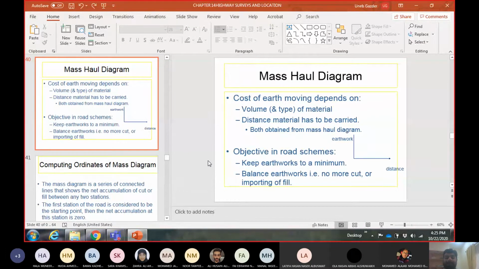This is why we try to attain balance as much as possible. 100% balance, as I said, will not be there in almost all the projects. You will be very lucky to have some type of balance.